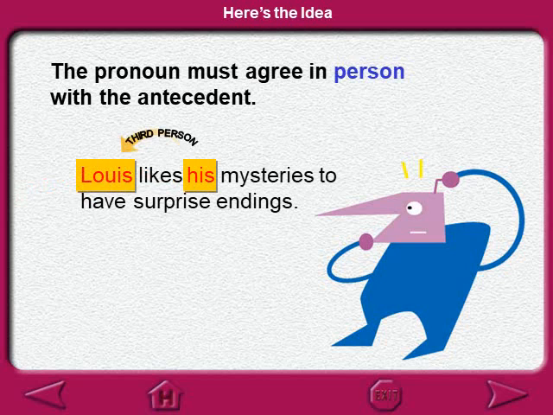The pronoun must agree in person with the antecedent. For example, Louis likes his mysteries to have surprise endings. He is third person because it's Louis.